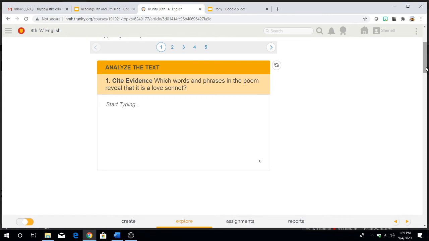1, cite evidence. Which words and phrases in the poem reveal that this is a love sonnet? You're looking for words and phrases that demonstrate it's a love sonnet. Remember that if you don't have enough space in your textbook to do this, you can always do it in your notebook with the heading analyze the text, and the page number, please.